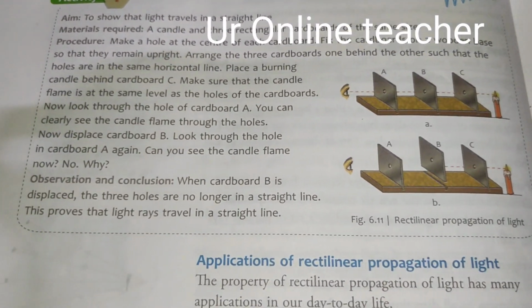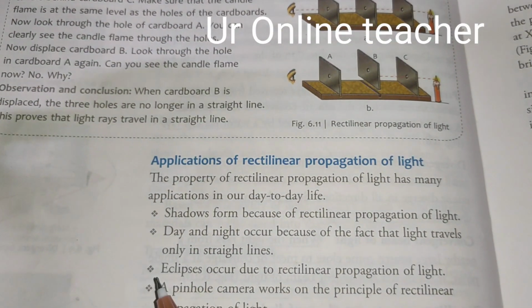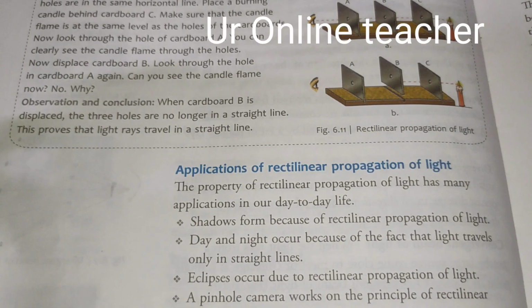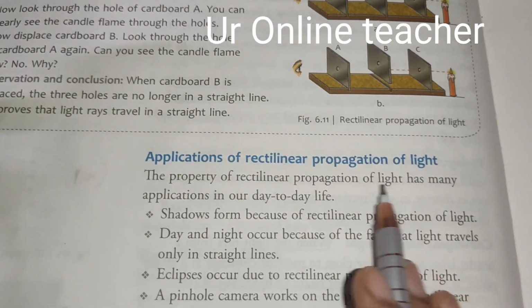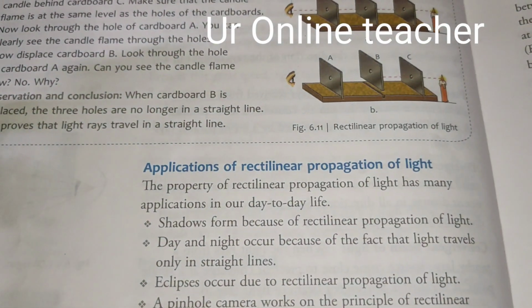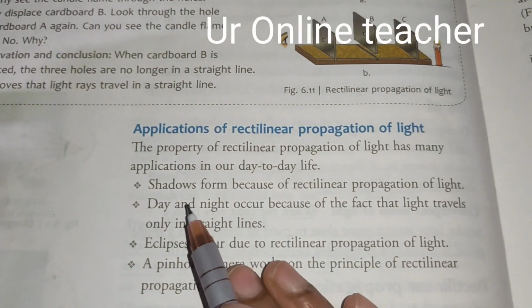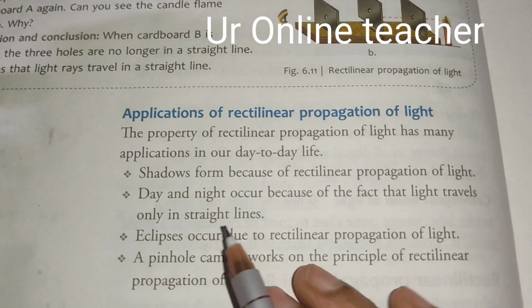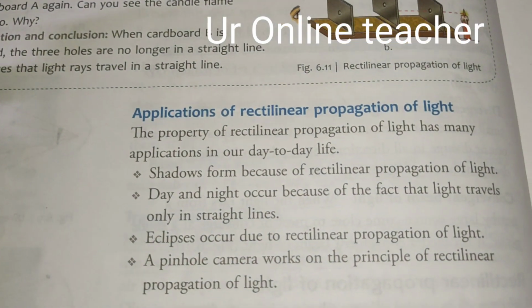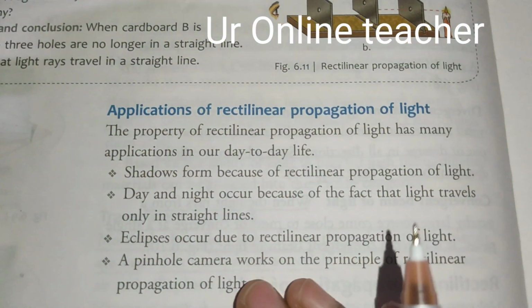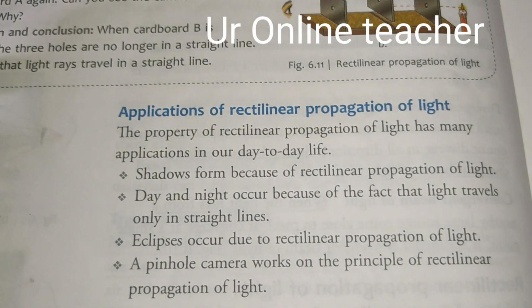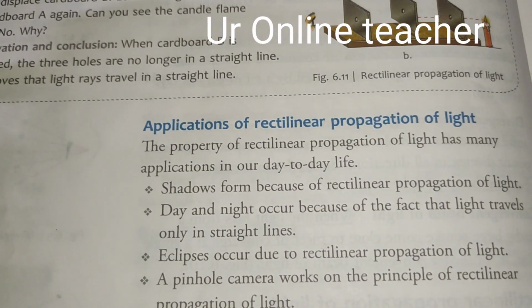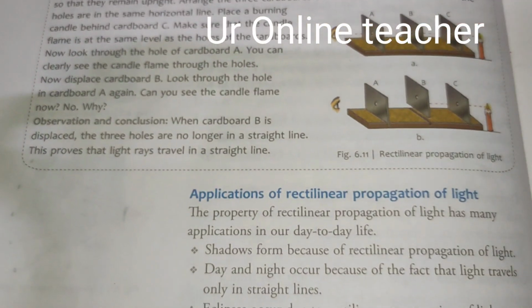So then what are the applications in our day-to-day life? Because of this rectilinear propagation only, shadows are formed. Because the light is blocked there, shadows are formed, and day and night occur because of this, because the light travels in a straight line only. Eclipses occur due to this rectilinear propagation only, and a pinhole camera also works on this principle of rectilinear propagation of light only.